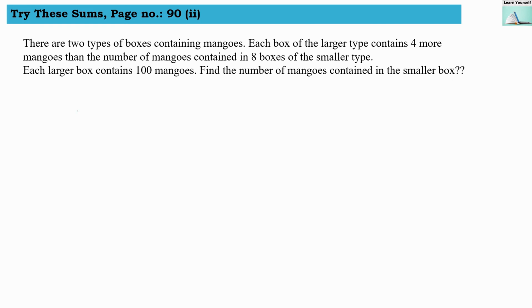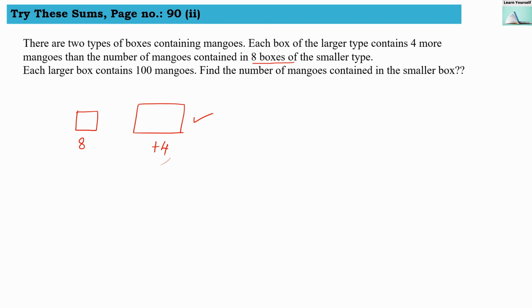So there are two types of boxes. Small boxes are there and larger boxes are there. Now what they are saying, each box of larger type, so they are talking about this, contains 4 more mangoes. So there are 4 more mangoes in this kind of boxes, bigger boxes. Then the mangoes contained in 8 boxes of smaller types. Here they have already said that smaller boxes are 8 in number. And here the larger boxes are having 4 more mangoes than these 8 boxes.